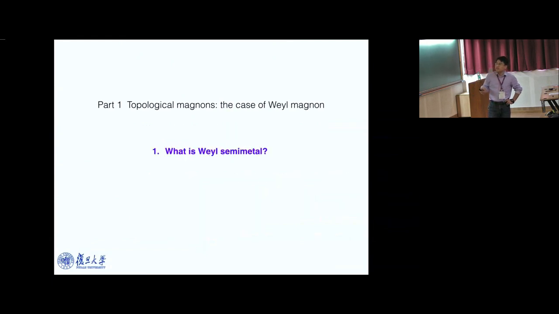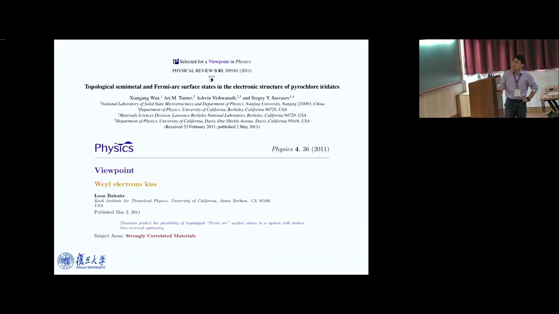Particularly for the case of Weyl magnons, in the beginning I will explain what a Weyl semimetal is. Over the last decade, there have been lots of activities in the field of Weyl semimetals, following the discovery of topological insulators in 2008, 2009. Weyl semimetals were proposed earlier than this paper, but the excitement was generated through this paper, which proposed the non-trivial bulk-surface correspondence and pointed out the existence of Fermi-arc surface states for topological semimetals. So let's see what the history is like.